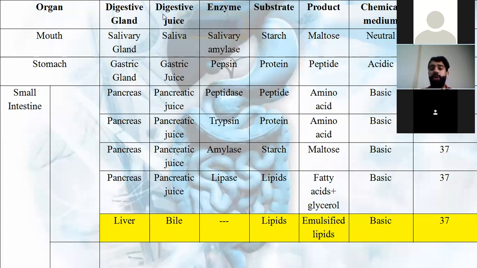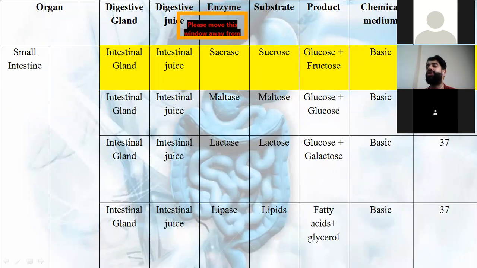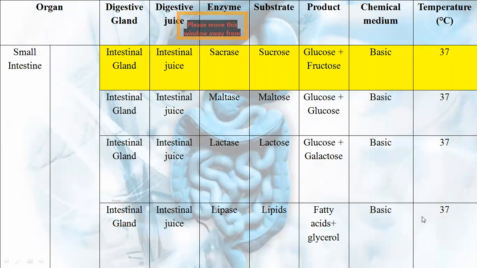Did you notice here? All of them are basic except for the first two. At the level of the mouth, neutral. At the level of the stomach, acidic. Now let's continue to the third part at the level of the small intestine. We have the intestinal gland. It secretes a juice. What do we call it? Intestinal juice. This juice secretes an enzyme called sucrase. Sucrase works on sucrose to give what? Glucose and fructose. Also this one, we studied in the first table about the types of food.